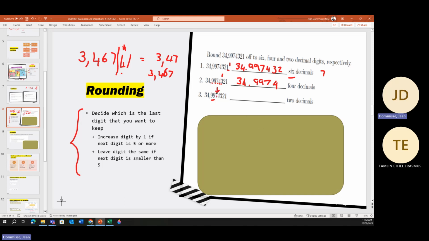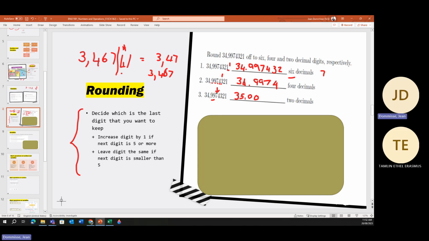And then if we round off to 2 decimals, we need to look at what the 3rd decimal is. So the 3rd decimal tells us that we need to round it up. So 9 rounded up gives us 0. So it's actually rounding it up to 10. But that means that we're actually adding 1 to the 34.